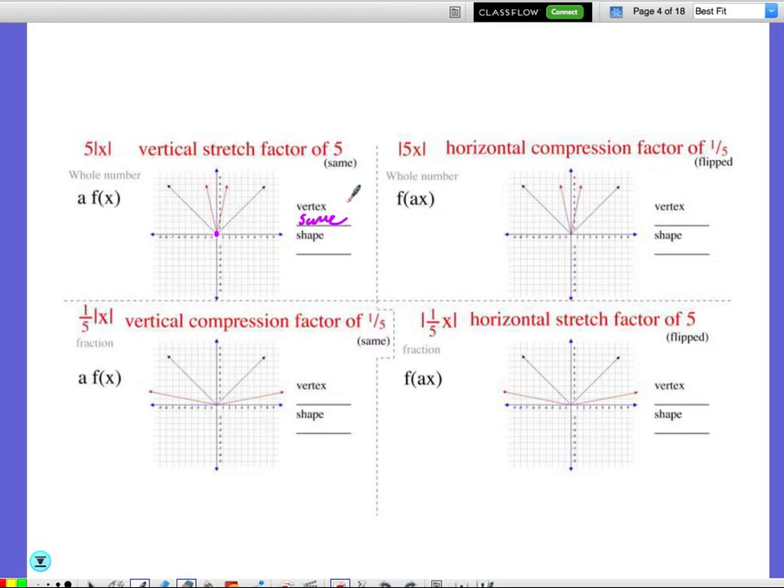But notice here again our parent function is in black, but the function in red is a transformation. The shape is changing here. And when you take a look at all these other transformations, we can see that the vertex stays the same, but the shape is changing. So it changes, stays the same, changes, stays the same, and changes. Alright.